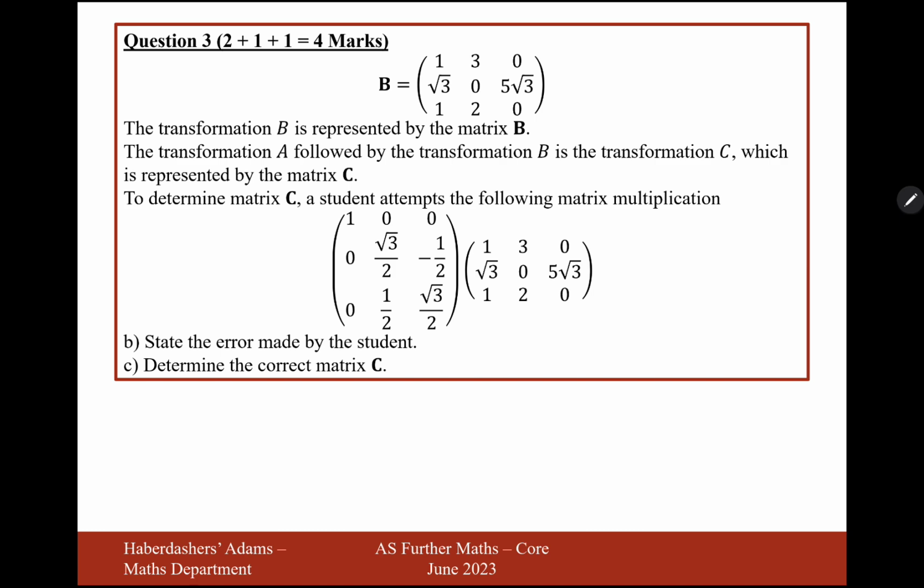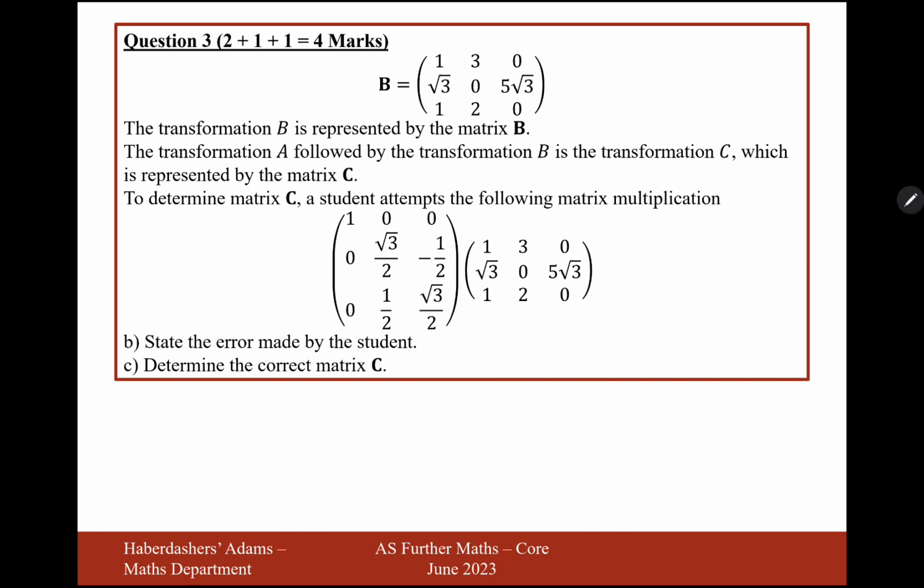Okay, let's move on to the next part then. Transformation B is represented by matrix B. Transformation A followed by the transformation B is the transformation C, which is represented by matrix C. To determine matrix C, a student attempts the following matrix multiplication. State the error the student has made.